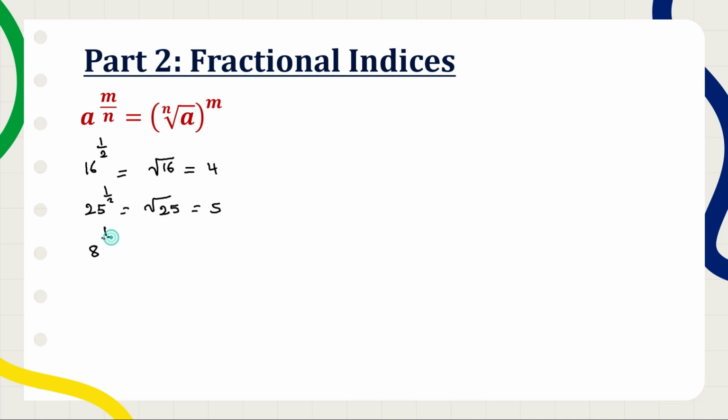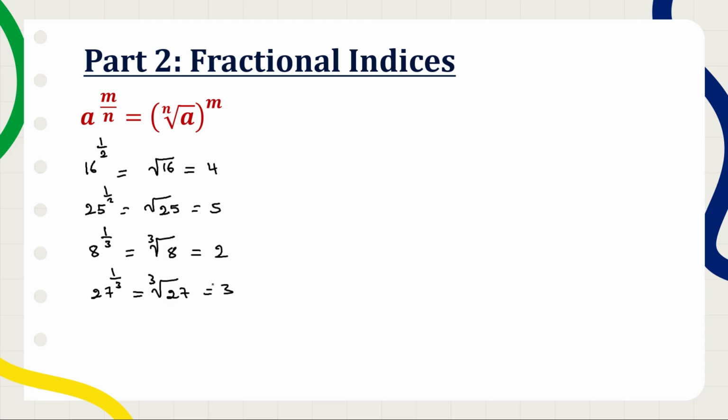8 to the power of a third, the denominator here is 3. This means find the cube root of 8, and the cube root of 8 is 2. 27 to the power of a third means find the cube root of 27, which is 3.